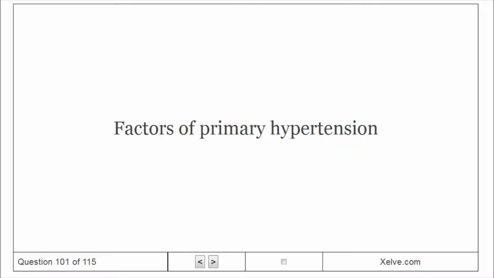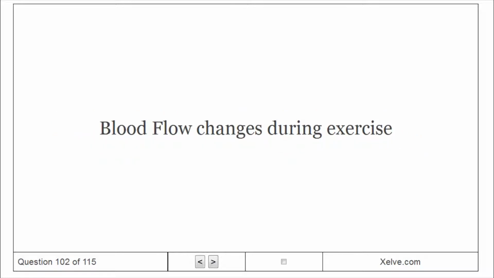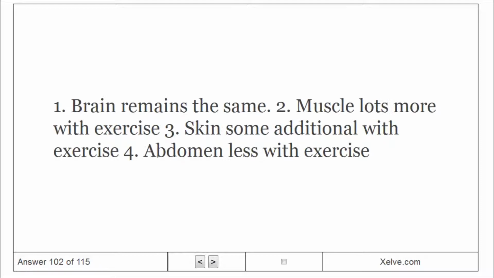Factors of primary hypertension. 90% have this type of hypertension: diet, obesity, age, race, heredity, stress, smoking. Blood flow changes during exercise. 1. Brain remains the same. 2. Muscle lots more with exercise. 3. Skin some additional with exercise. 4. Abdomen less with exercise.